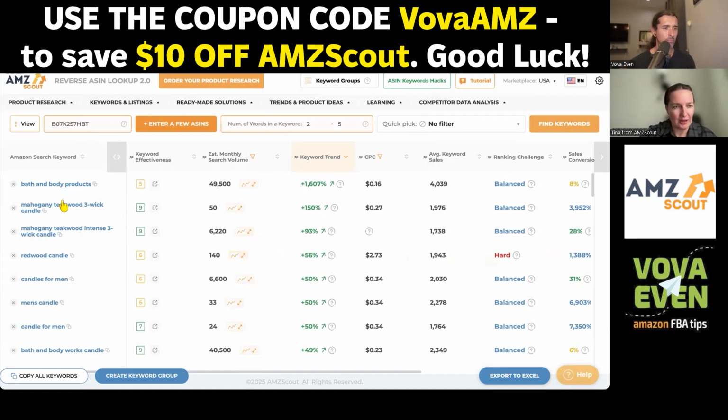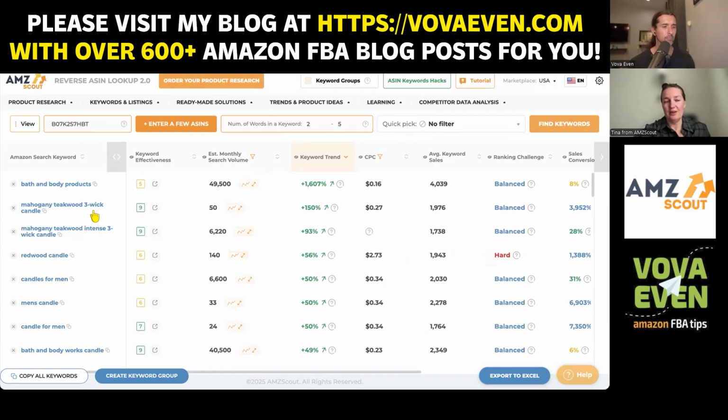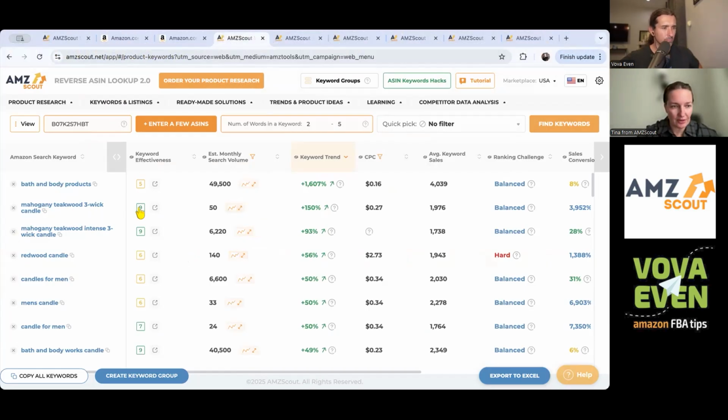I don't necessarily like all of them, so I can just remove them if I see that they are not suitable. But the rest are quite good. You can see the estimated monthly search volume in the US in this case for every keyword. You can see the history of these search volumes. Yeah, you can see the trend of the previous 2 months. Let me show how it works.